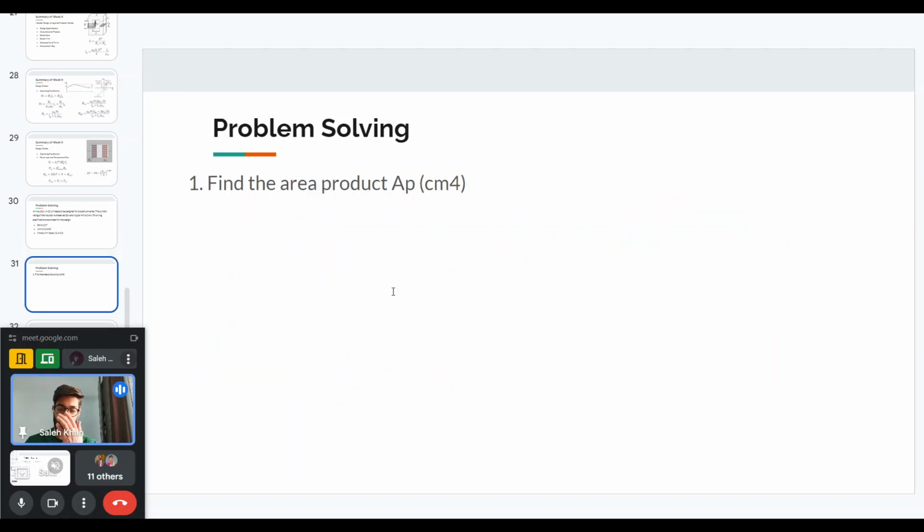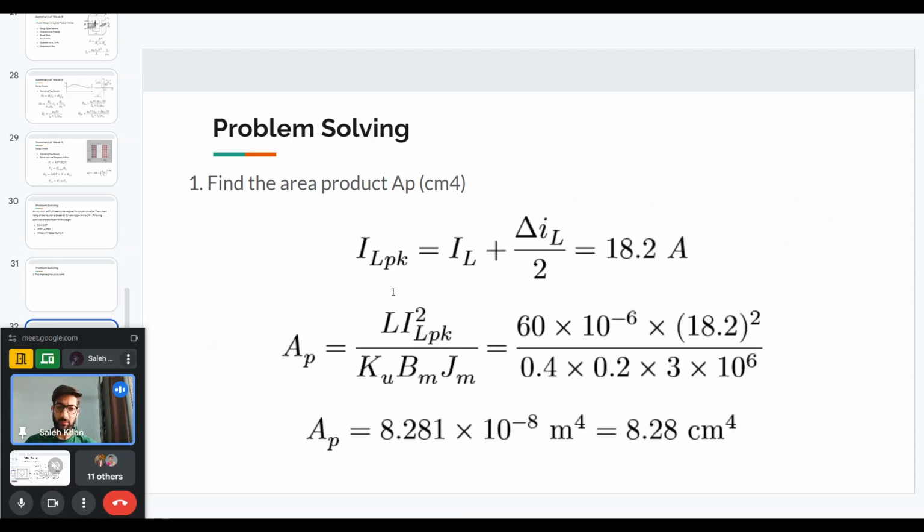So the first question is that we have to find the area product. So we have to use this formula, which is L times I peak, IL peak square, divided by the Ku times Bm times Jm. So before that, we have to find the IL peak, which will be given by the DC current plus half of the AC current. DC current is 18 amperes, the ripple is 0.4 amperes, so the peak current will be 18.2 amperes.